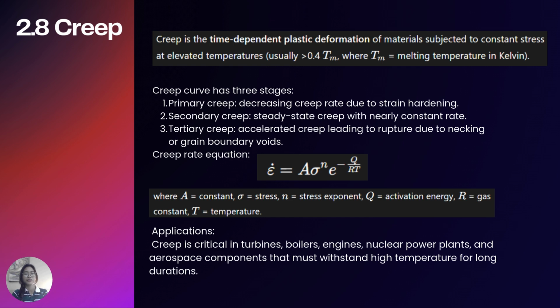The typical creep curve has three distinct stages. The primary creep, where the creep rate decreases with time because of strain hardening. Secondary creep, where the material reaches a steady state creep rate, often considered the most important stage for design. And the third, tertiary creep, where the rate accelerates rapidly, usually due to microstructural damage such as grain boundary voids, leading to rupture. The steady state creep rate can be modeled by the following equation that you see on the screen right here.